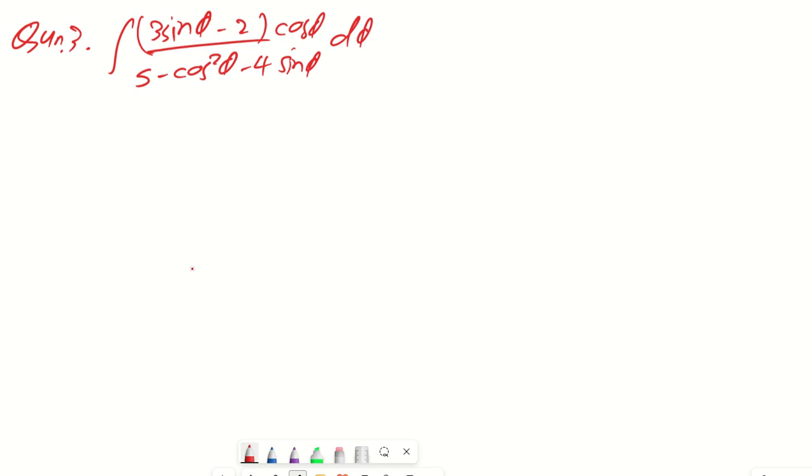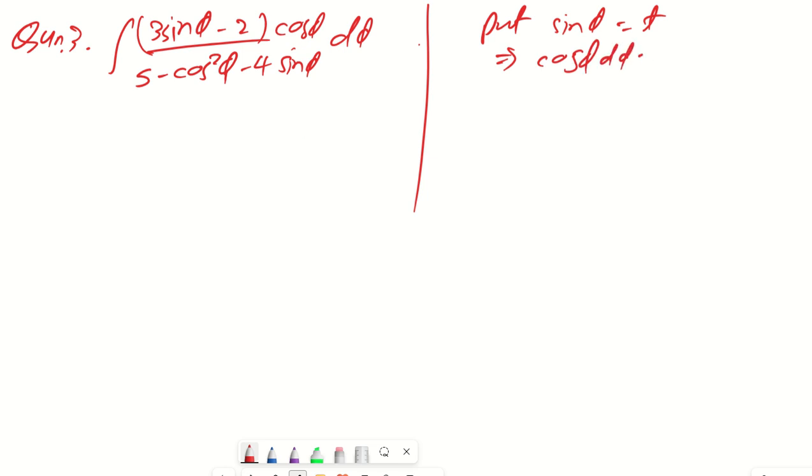So what we can do is, we can see that we have cos phi d phi. So why don't we put sin phi as something, let's say t, and then sin phi d phi will become cos phi d phi. So that's how we can remove that, right? That will be one method to proceed. So let us put sin phi equal to t. Then cos phi d phi is equal to dt.